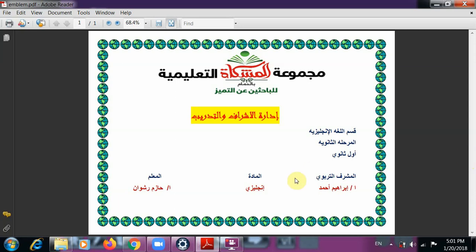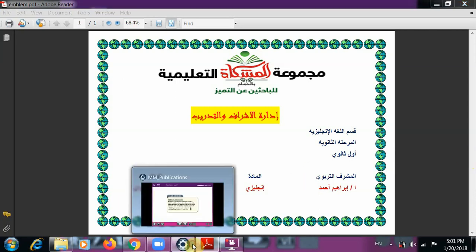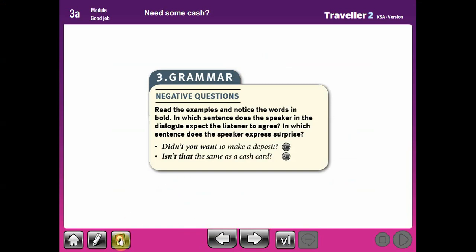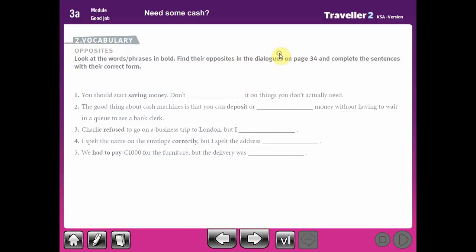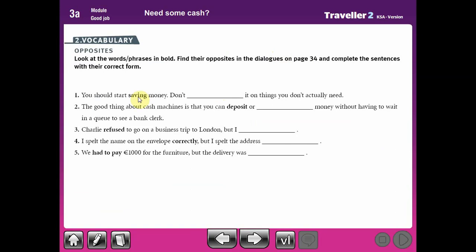Today we have Module 3. We will revise Module 3, this part. So today we have 3A and 3B as a revision on those two lessons. We start here with the vocabulary, or the most important part of this lesson, the vocabulary.